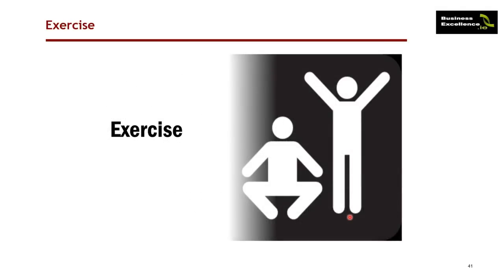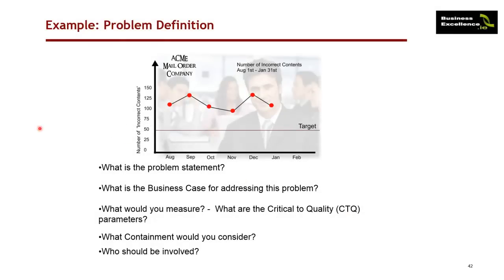So as an exercise, we're going to define exactly what the problem statement is. The first question we want to ask ourselves is, what is the problem statement? What is the object? What is the non-conformance? And what is the extent? In this particular case, we can define the problem statement as: the Acme mail order company, in any given period between August and February, has somewhere between 100 and 150 complaints for incorrect contents against a target of 50.